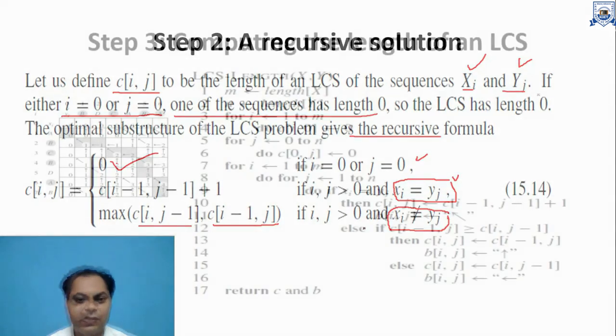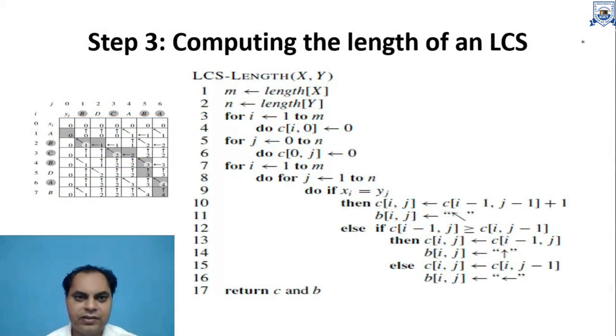Now let's discuss step 3 of our dynamic programming on LCS. As you can see, there is an algorithm in front of you. The name of this algorithm is LCS-Length, and it accepts two arguments of array type, X and Y. That means array X for sequence X and array Y for sequence Y. Let's say the length of X is M and the length of Y is N.